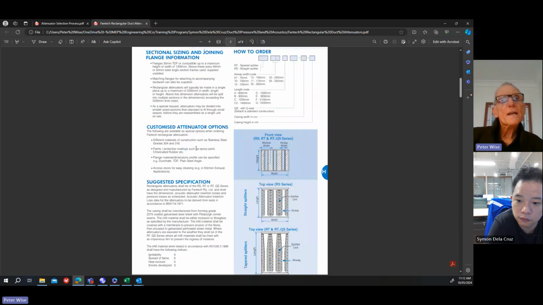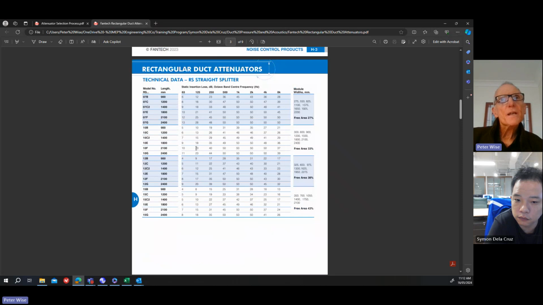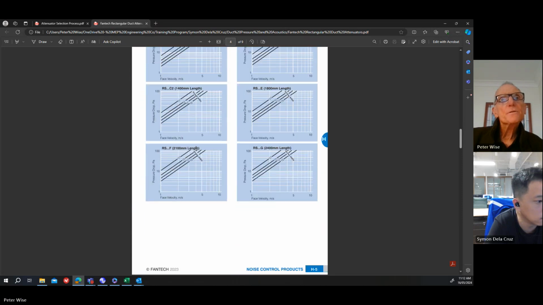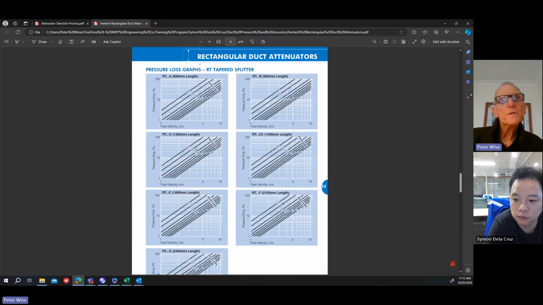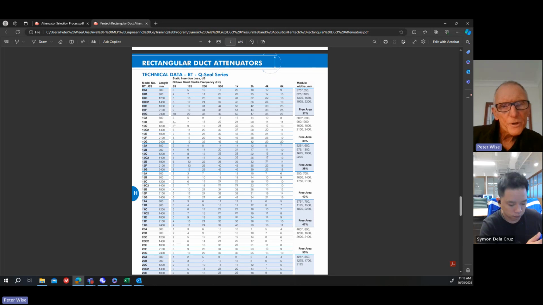So then it's got all this data. You can have a look through this. That's the RS straight splitter, RT tapered splitter, and then we get down to the RT Q-seal series, which is what we're looking at. So I've done a bit of exercise myself, but I'm just thinking this would be a good exercise for us to work through, rather than just give it to you to work on. I know you're busy, so we can work through it.